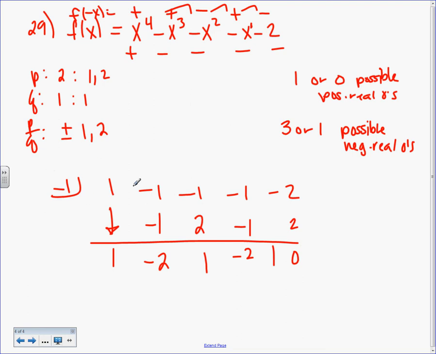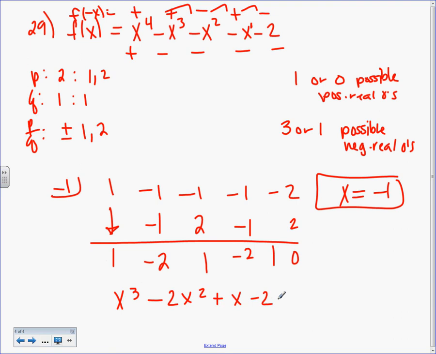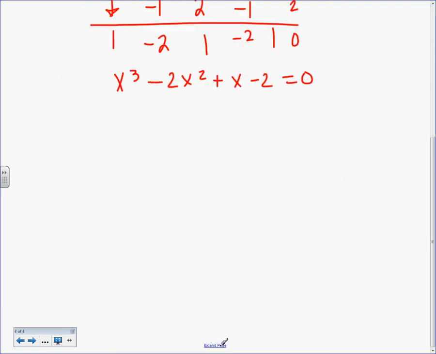So x equals negative 1 is an answer. Don't lose it, okay? We write what we have left. We have x cubed minus 2x squared plus x minus 2. And we're going to try to factor that, all right? If you can, you don't want to do p over q unless you have to. If you can factor by grouping or something like that, you want to do that, okay? So let's check it. If factor by grouping is an option, awesome.